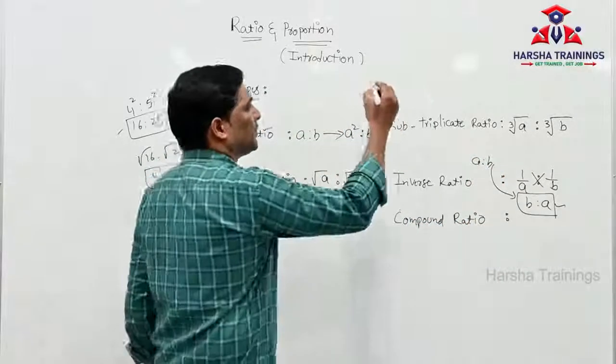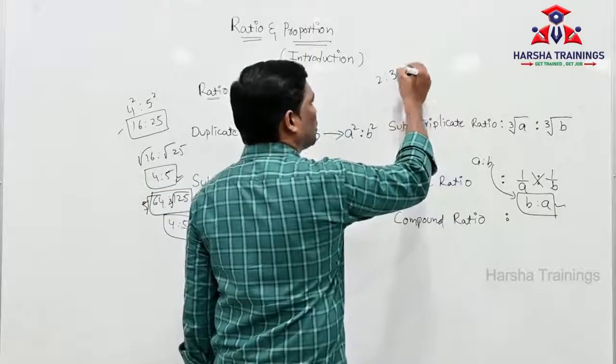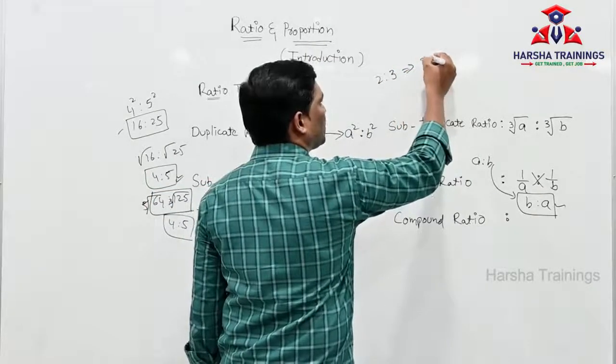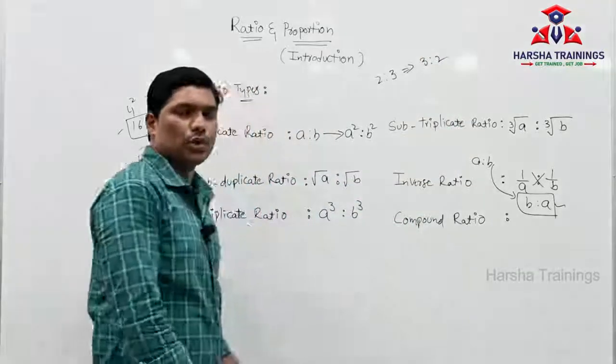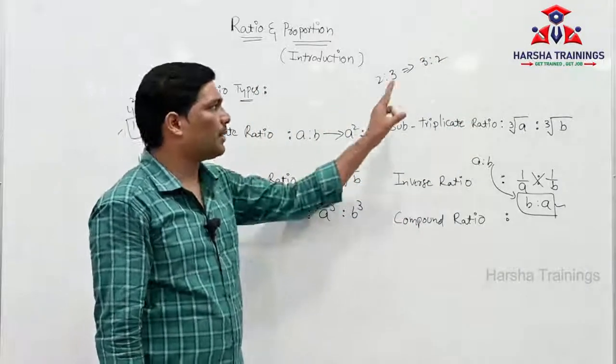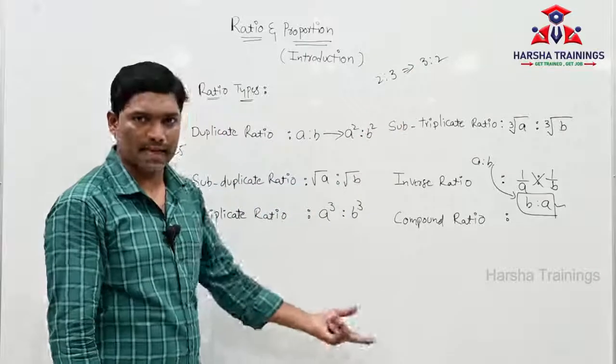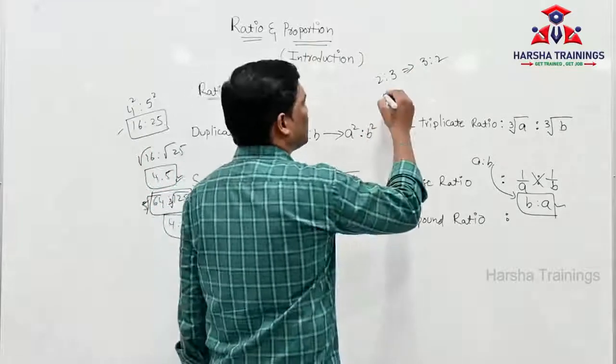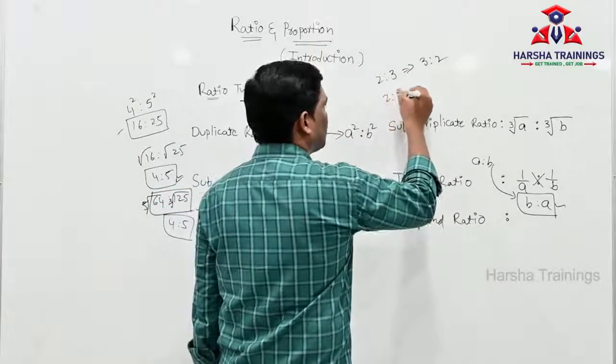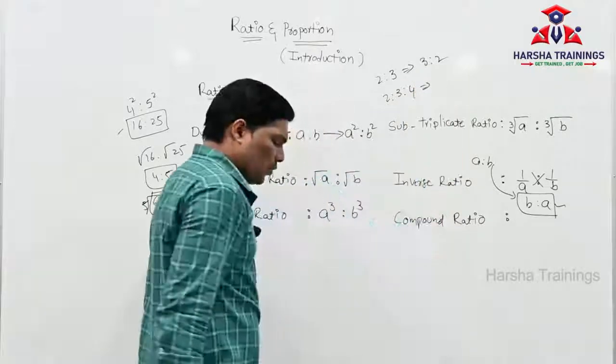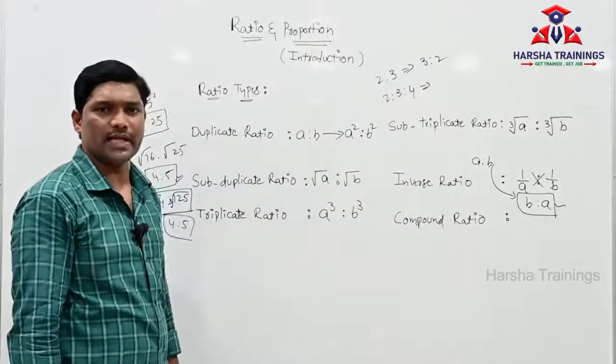For example, 2 is to 3. The inverse ratio is 3 is to 2. Two quantities are given, just remember reverse. For example, three quantities are given: 2 is to 3 is to 4. So what is the inverse ratio?